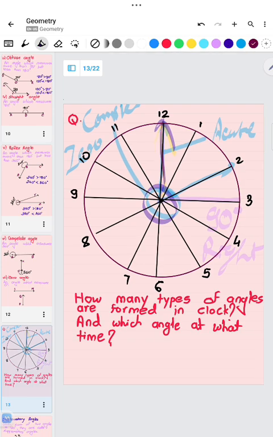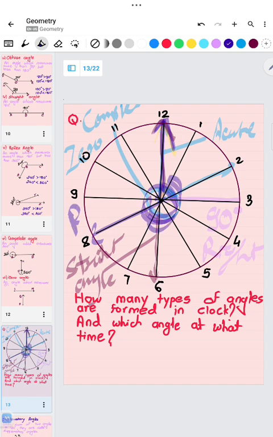Then this is making one straight angle at 6 o'clock, then it is 180 degree, means straight angle. Then from 12 to 8 it is making reflex angle. Okay, reflex. Okay, all angles are coming in our one example.